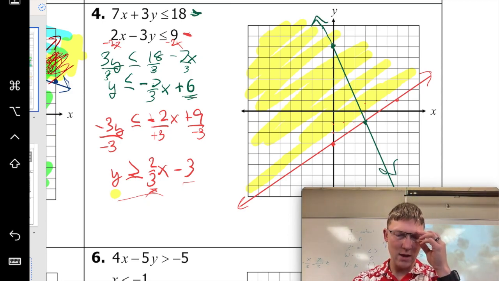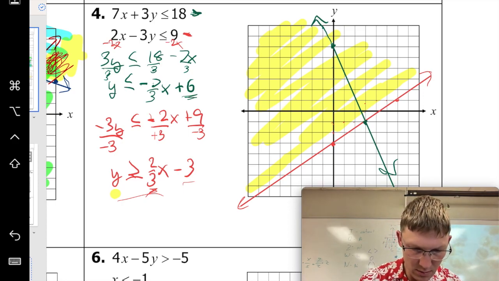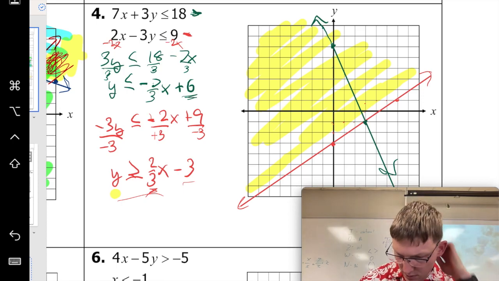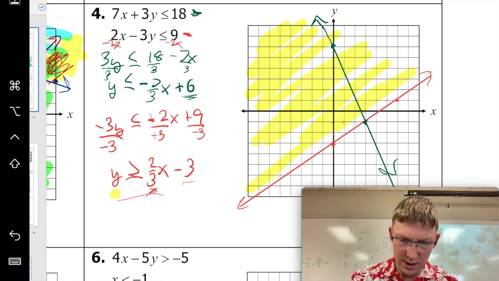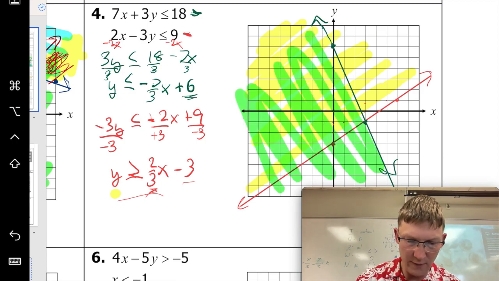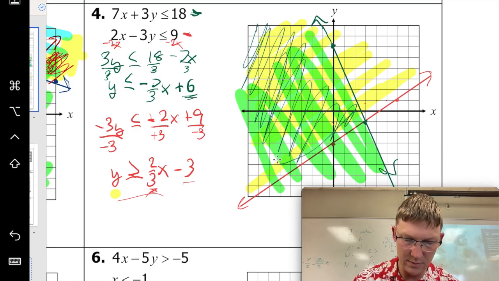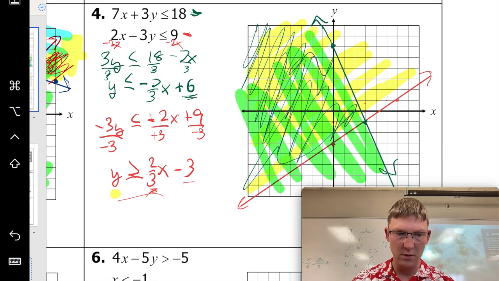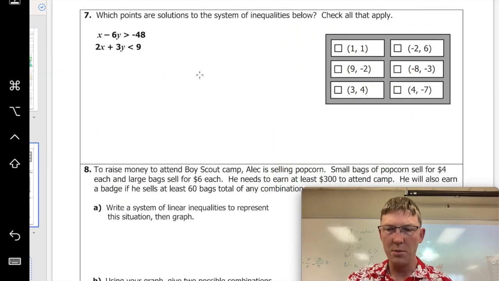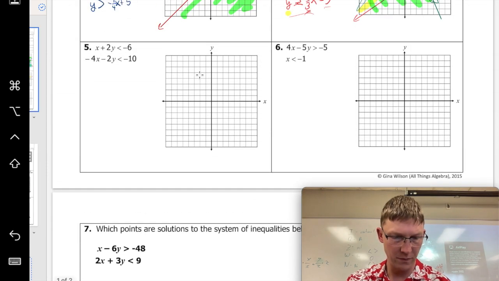So then, once again, we're going to take my 0, 0. We're going to plug it in. 0 is less than or equal to 6. That is a true statement. We'll take it. That was my green equation. So we are shading this way, which means our final answer is all of this. So there you go. I'm going to let you try the last two up there, 5 and 6.